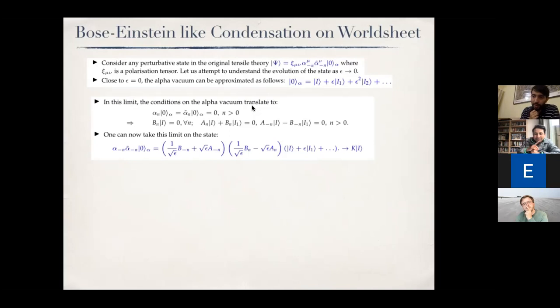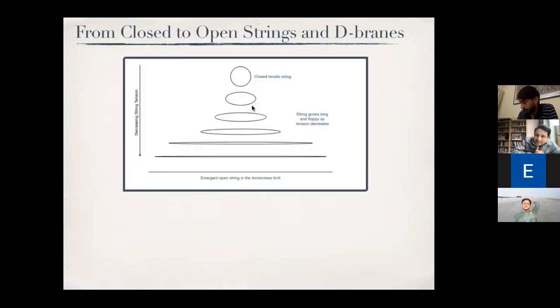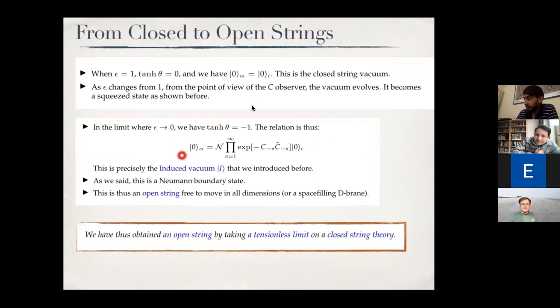No, I've not done that. So this was a theory of just closed strings. To begin with, there was no open string sector. What I'm showing you is that this state becomes this Neumann boundary state. That's all. So then in what sense does it really become a space filling object? So this is just a Neumann boundary state in all directions, right? If you have a Neumann boundary state in all directions, then you can either interpret it as a closed open string which is free to move out in all dimensions, or a space filling D-brane. So it's just the math that gives you this.